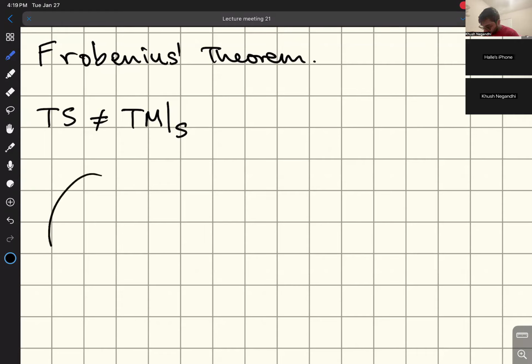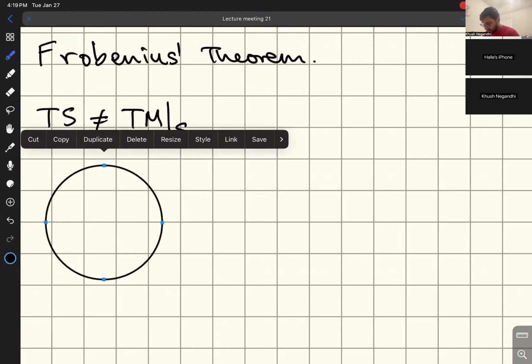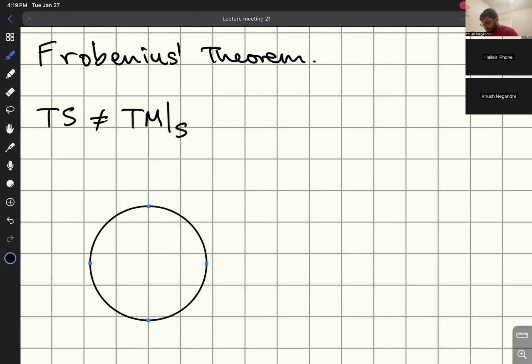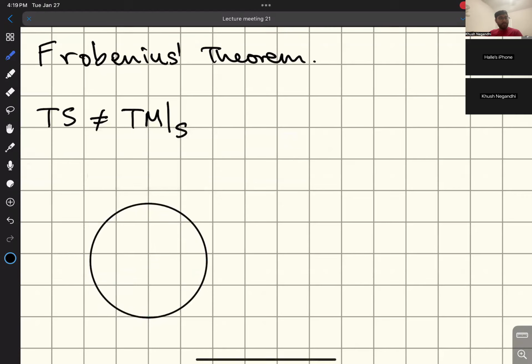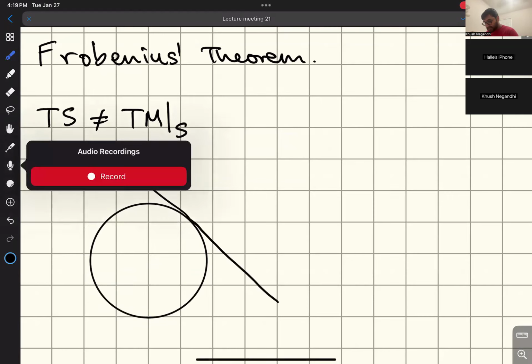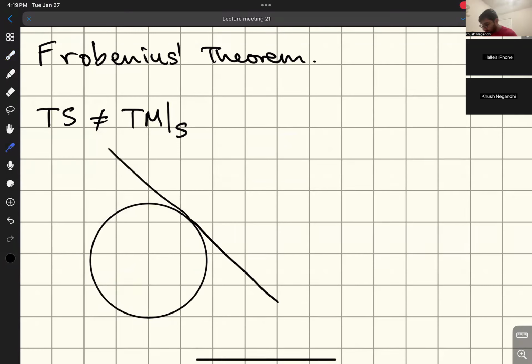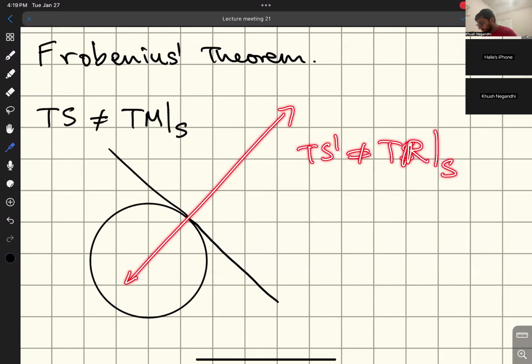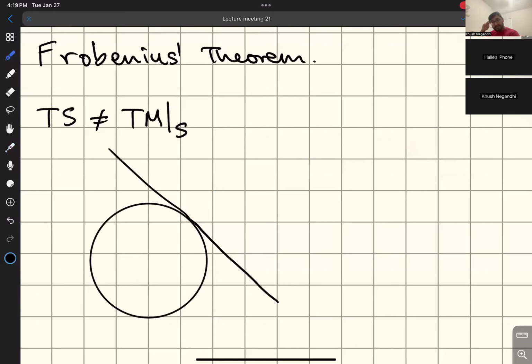So, for example, if you have this circle, we saw that the tangent space at a point is everything that is orthogonal to the circle at that point. But the tangent space restricted to the circle also includes the perpendicular direction, right? And so even from the circle we see that this is not true.